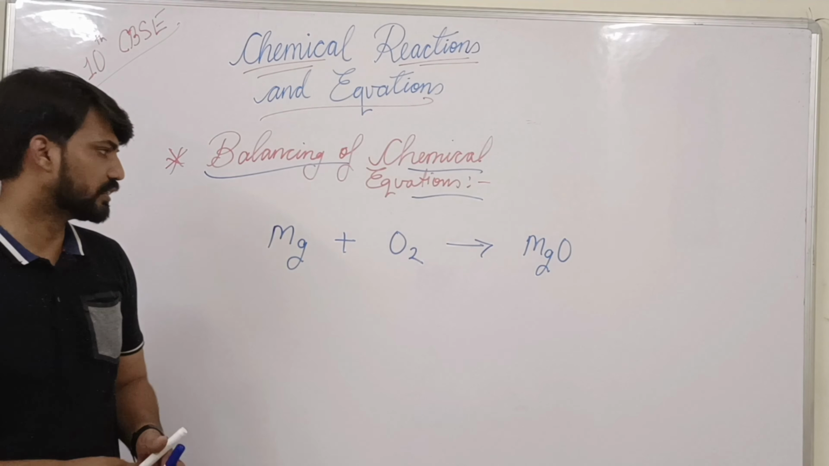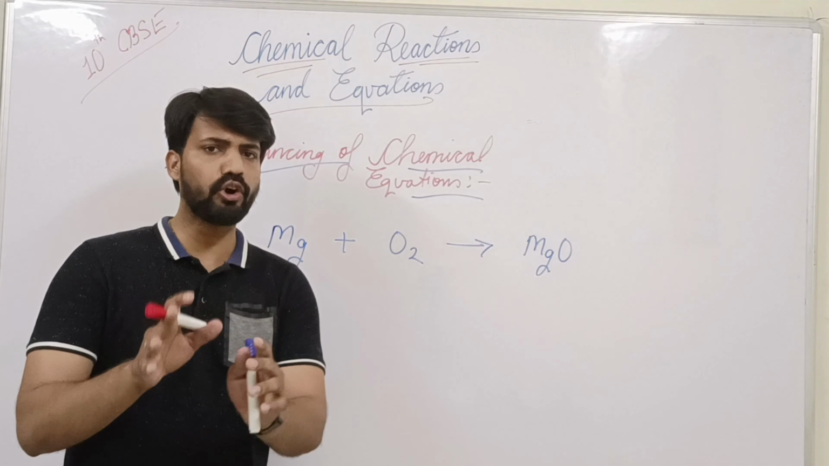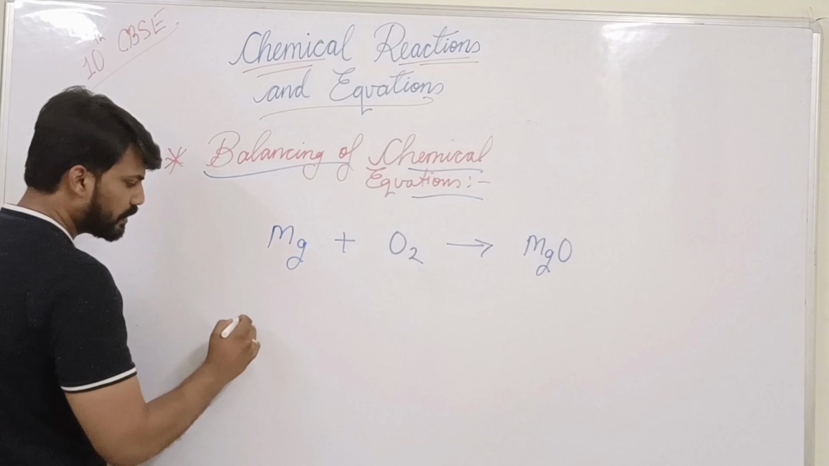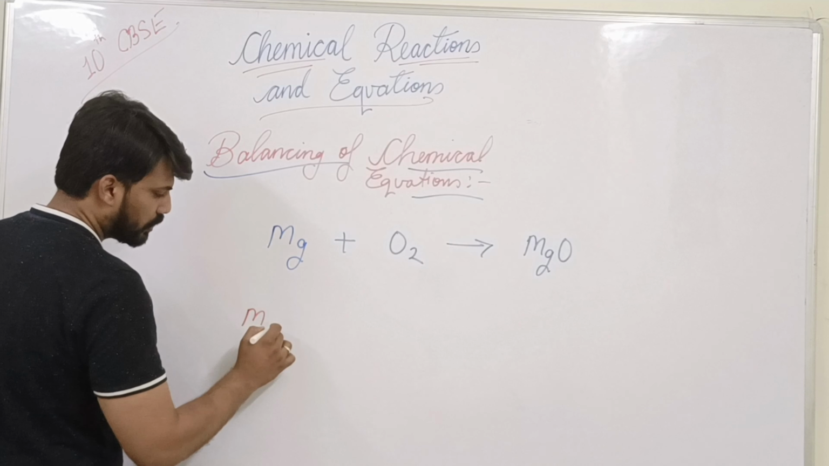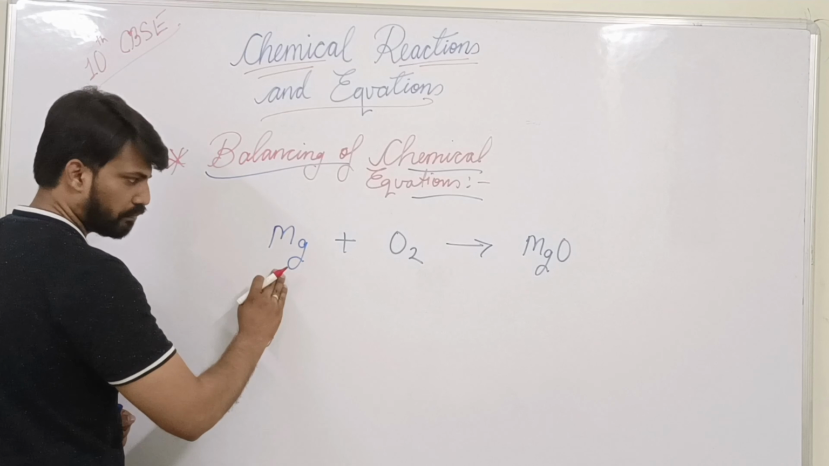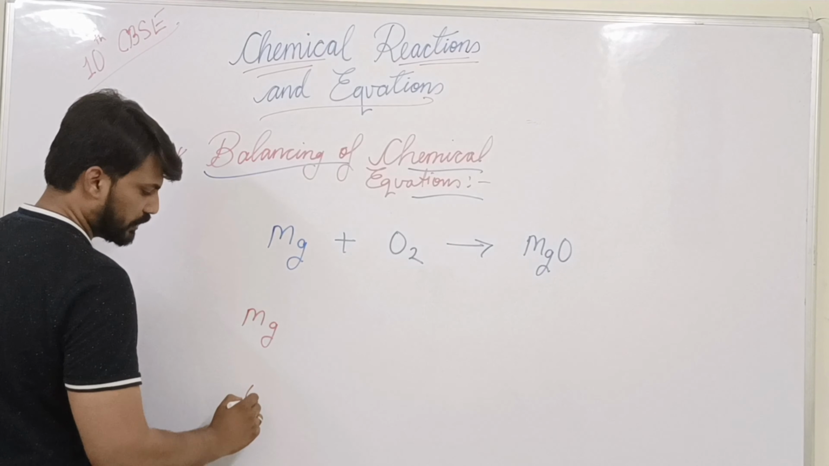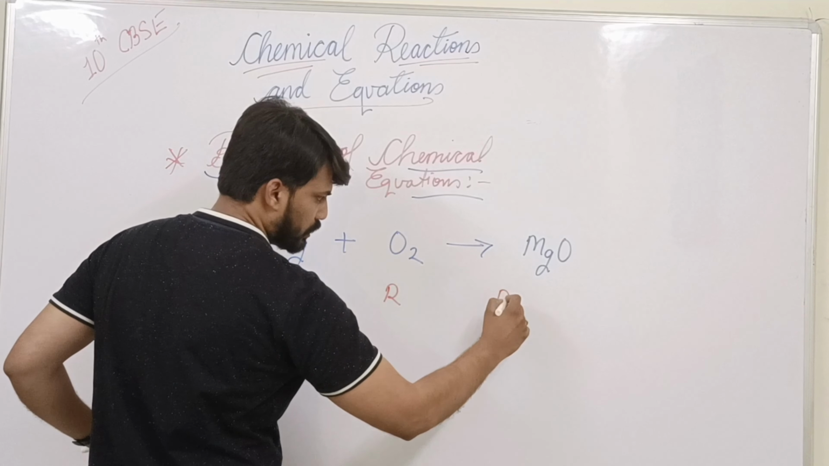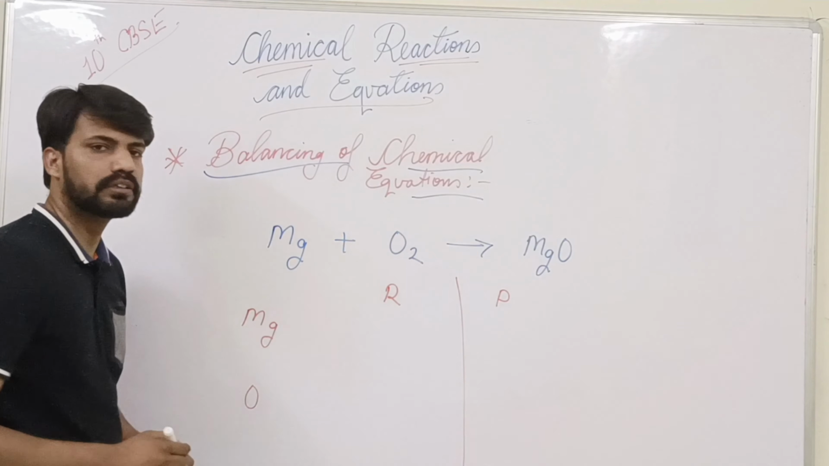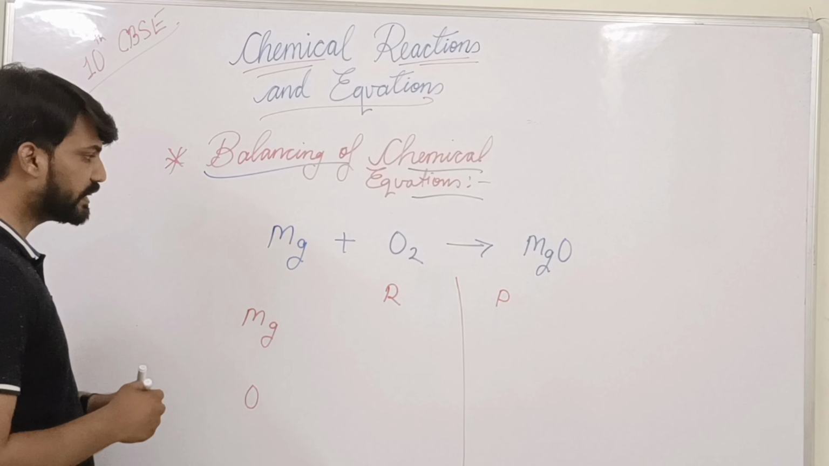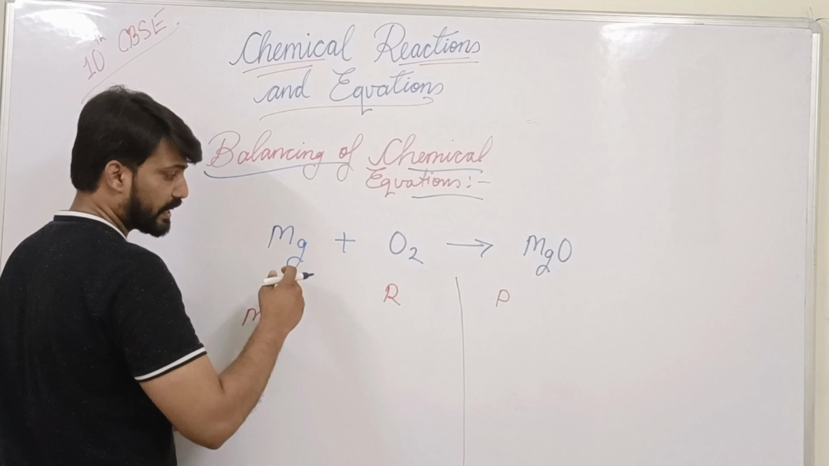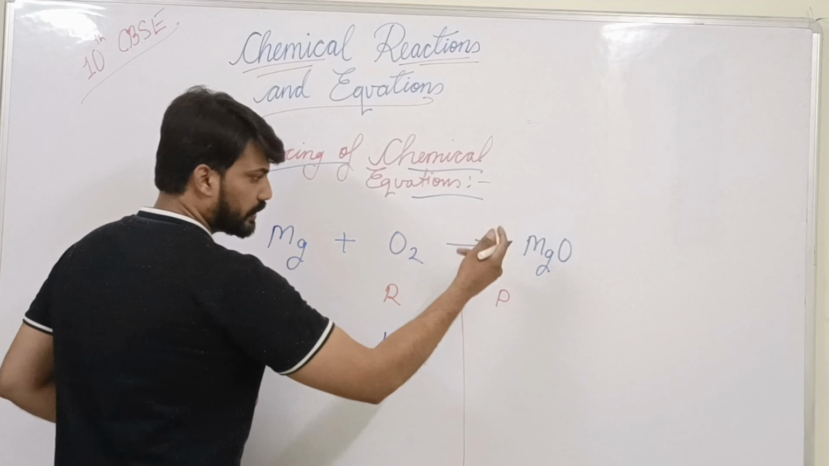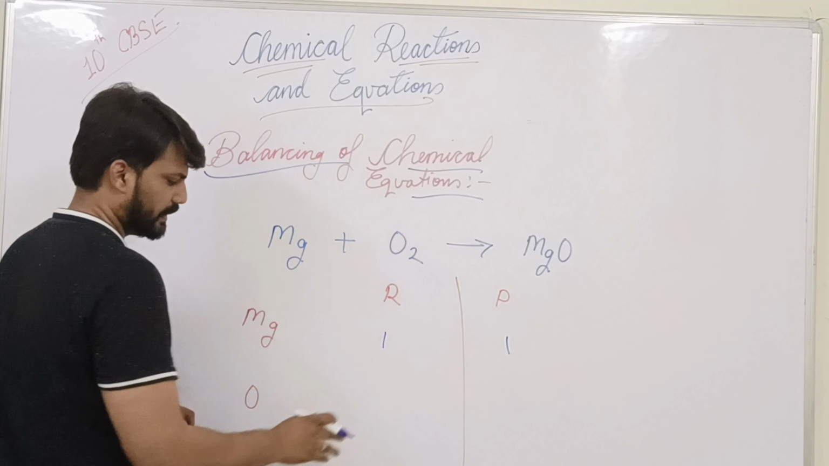Now let's balance this. Whenever you observe any chemical equation and you have to balance it, first of all just write the elements present in the reaction. One is Mg, that is magnesium, and second is oxygen, that is O. Here the reactant side and here the product side, always make the two columns. Now let's write the number of atoms present on the reactant side: magnesium, that is Mg, is only 1, so that is 1. On this side it is again 1, so Mg is balanced.